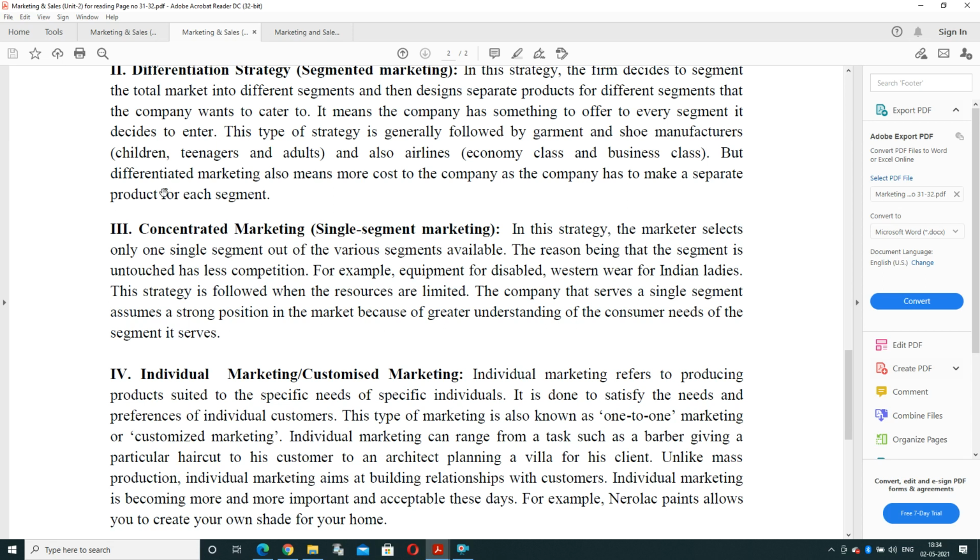Like in paint, it allows you to create your own shade for your home. You can mix up different shades and make your own preferred shade. That is also known as individual marketing.